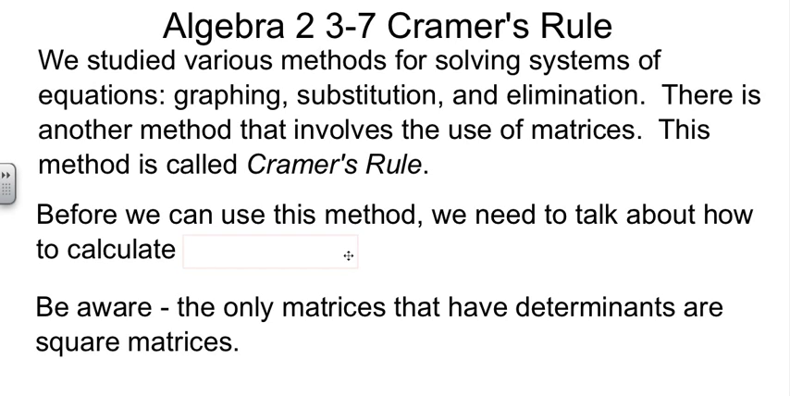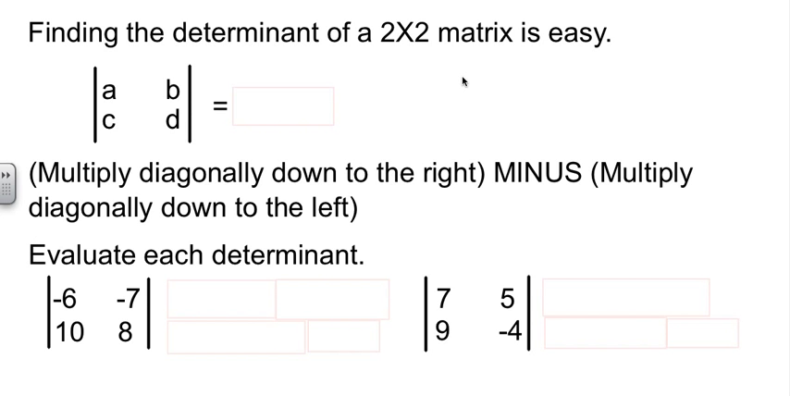Now, in order to use Cramer's rule, we need to know how to find something called a determinant. Now, only square matrices can have determinants. Only things like a 2x2 or a 3x3 or a 4x4 can have determinants. A determinant is just a value that comes out of the numbers in the matrix. And we're going to look at how to calculate that.